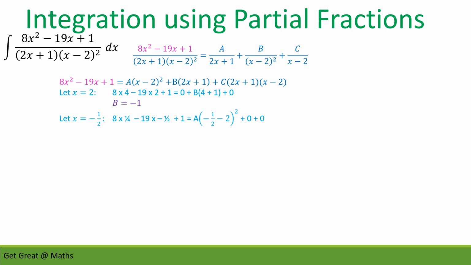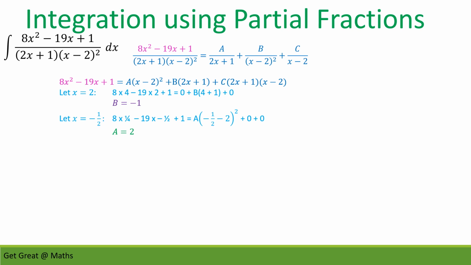Then I'm going to let x equal negative a half because this will get rid of the bracket on the end. So this will get rid of the C bracket and it will also get rid of the B bracket. So we're left with 8 times half squared, which is a quarter, minus 9 times minus a half plus 1 is going to equal A times minus a half minus 2 all squared. So A will equal 2 if you solve that.